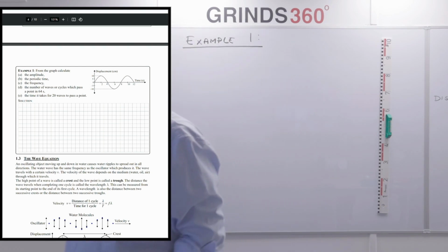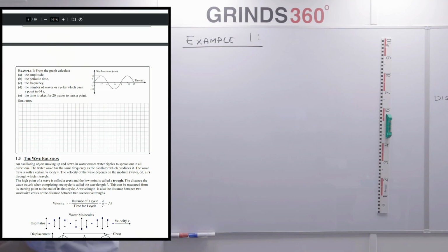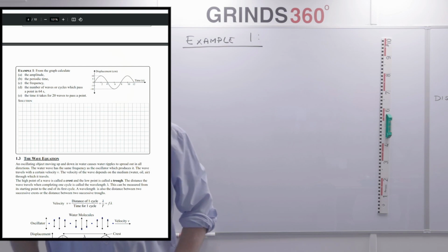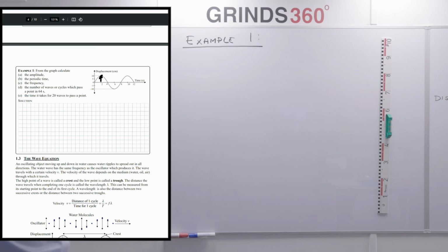Let's have a look at example 1. It says from the graph, you want to calculate the following. We want to find the amplitude. Well, you know what the amplitude is? The amplitude is its maximum displacement. It'll be the high point of the graph. Just looking at your graph here, you can see that the amplitude will be that particular height there. Looking at the scale here, the amplitude will be 10 centimeters.